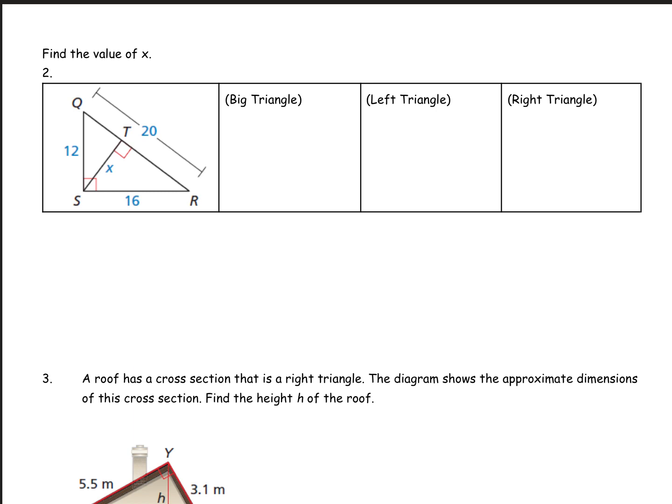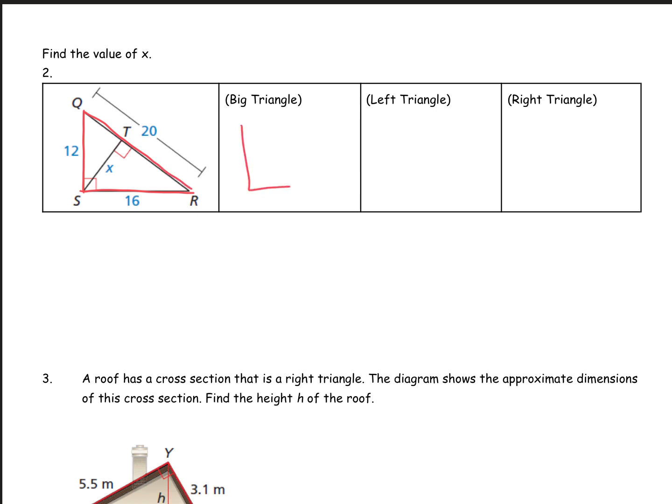Recall the steps. We want to find the value of X. To do that, we have three steps. First of all, draw our triangles so that the corresponding angles and sides match up. Then we want to add in the side lengths. Then we want to set up a proportion and solve. First thing that I'm gonna do, I'm gonna have some fun with this. Check this out. I like this triangle, it's a little bit nicer for us.